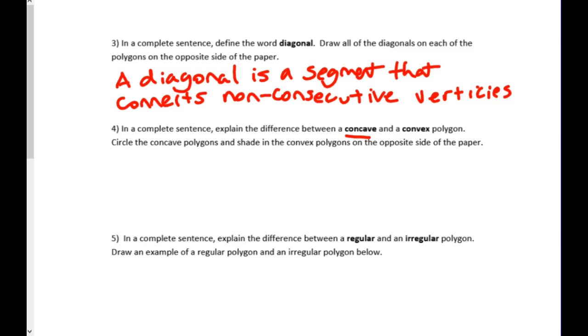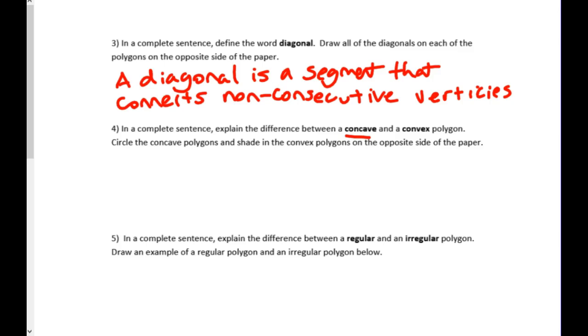Okay, so number 4, what about concave and convex? Concave, notice how the word concave has the word cave in it. So what do you know about a cave? It's like inside something. How many of y'all have ever had something cave in? Hopefully you haven't gotten a wreck where your bumper gets caved in or something, but maybe you've seen it. So stuff happens. But concave is when your polygon caves in.